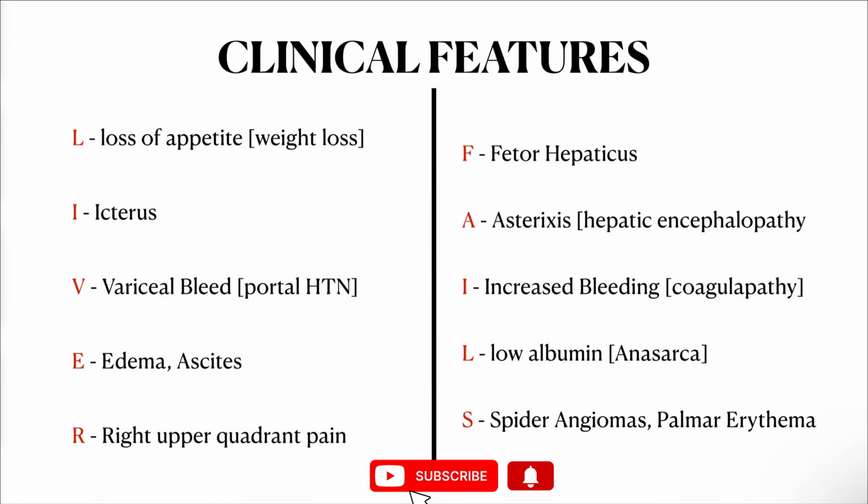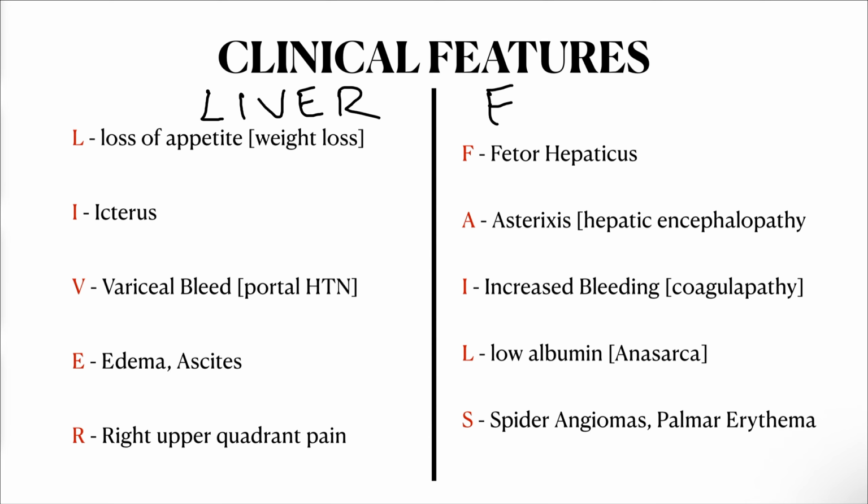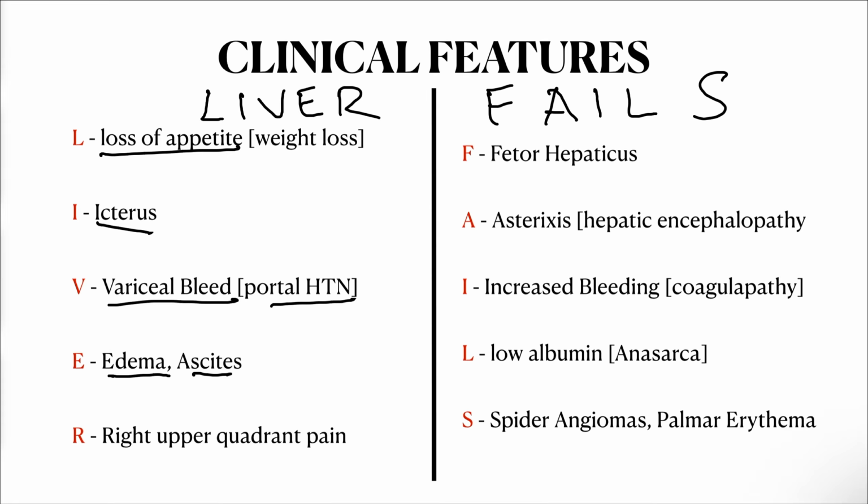Moving on to the clinical features. To remember the clinical features, I have given you the mnemonic which says liver fails. So what's happening in cirrhosis? The liver is failing. So it's the exact mnemonic I've given you. L for loss of appetite, I for icterus, V for varicose bleed, then portal hypertension, E for edema and ascites in the abdomen. And then you have right upper quadrant pain because that's where the liver is located.